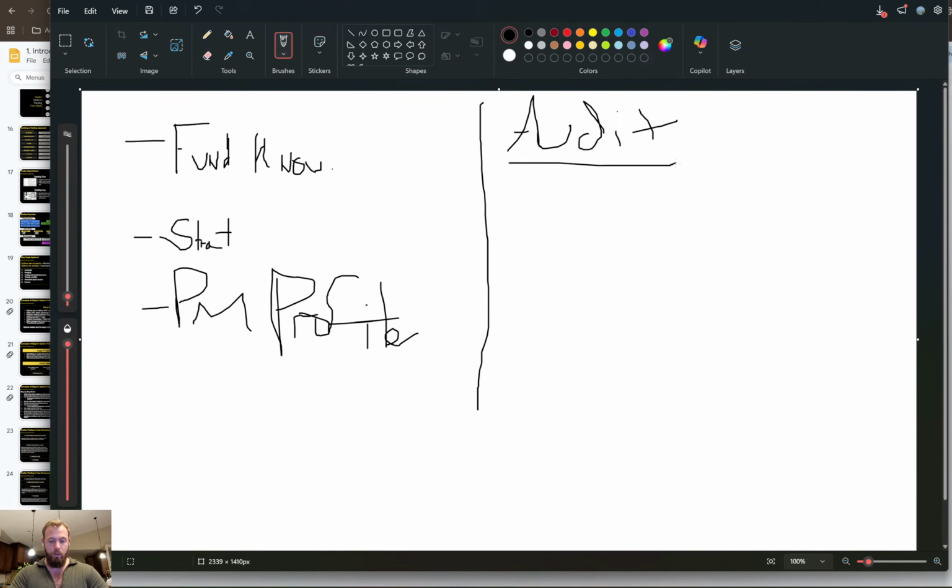Because again, the probability of you being able to identify all of the different gaps in what you're doing is very low. It's super, super low.